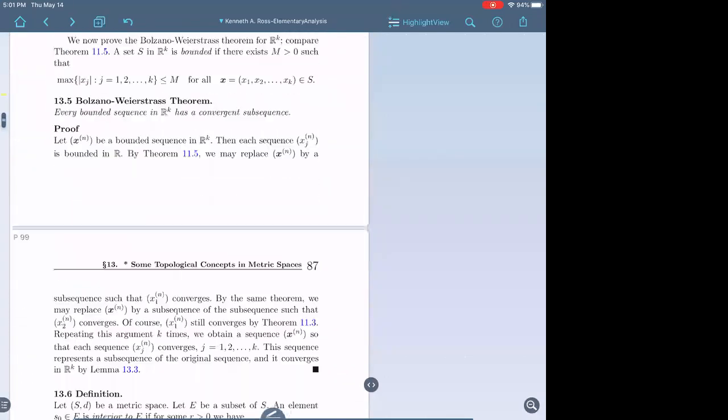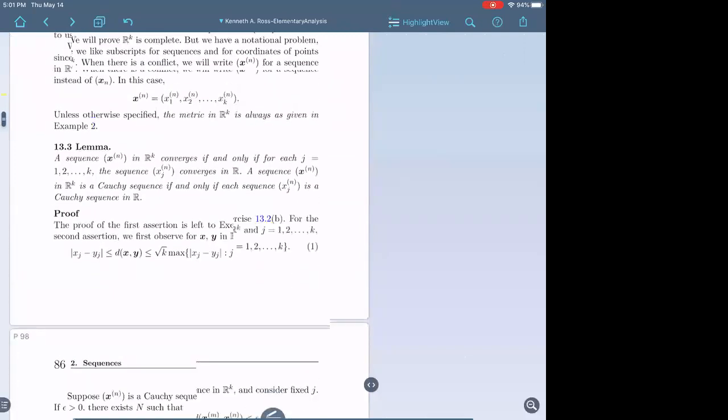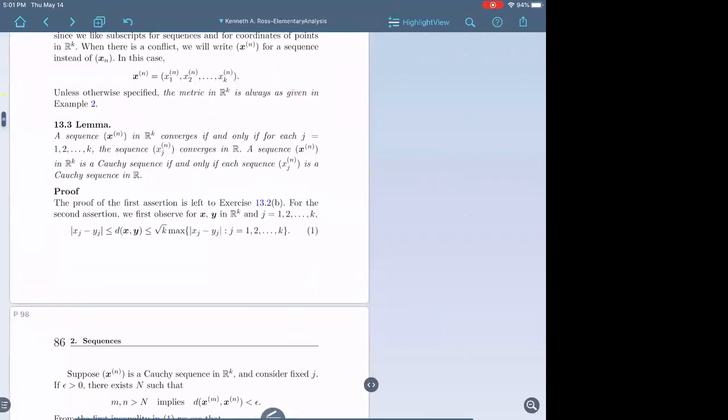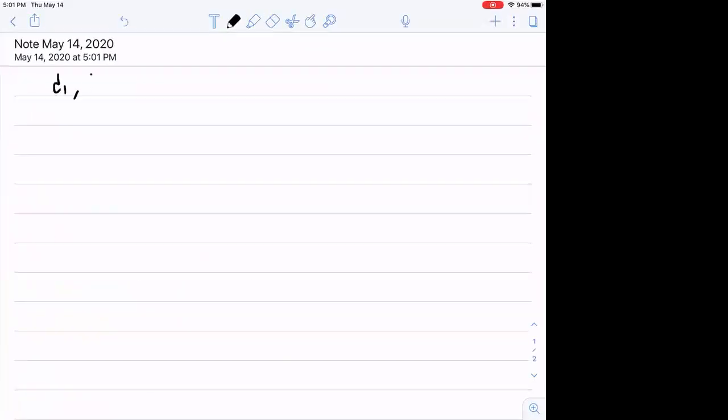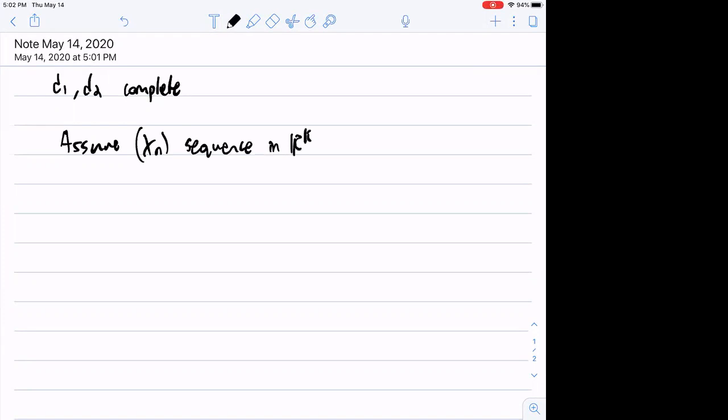So if I go to Lemma 13.3, right? Because what does it mean to show a metric is complete? It means you assume there's a Cauchy sequence, and then you show it converges, right? So D1, D2, complete, right? So assume xn is a sequence in R^k, so each xn has k components. Assume xn is Cauchy.